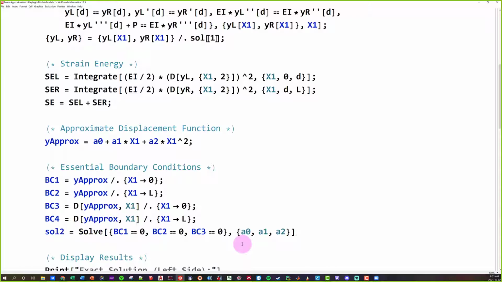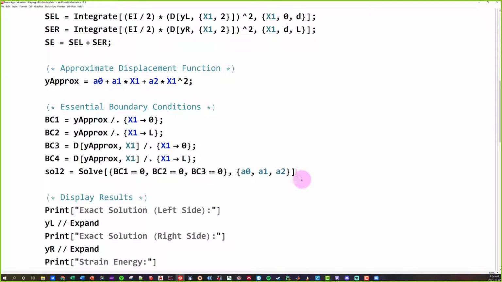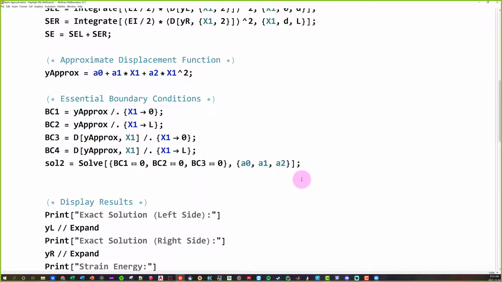What do you think those 3 are going to be? If you guys were to take a shot in the dark here, what do you think those 3 coefficients are going to be? 0, exactly. So if we were to solve it, A0 is 0, A1 is 0, and A2 is 0. So what I'm going to do is I'm just going to store them really quick.